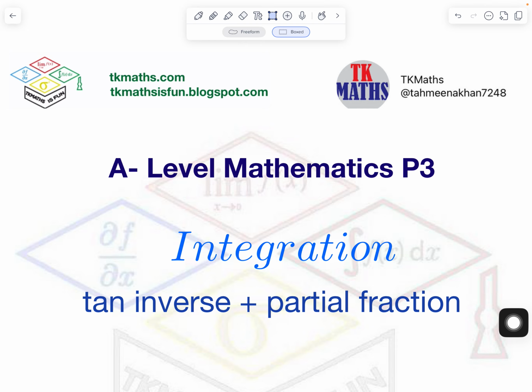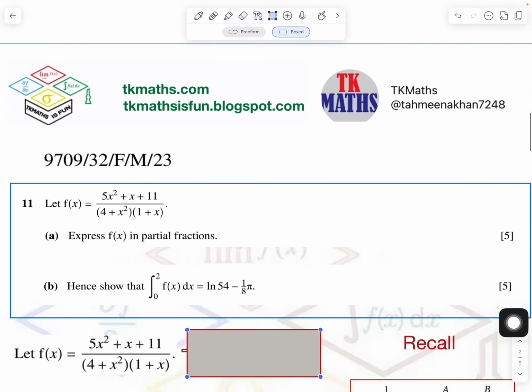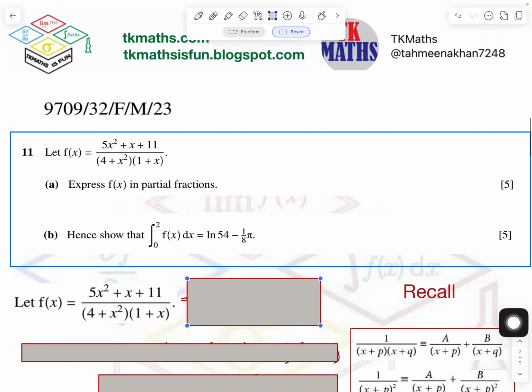In this video, we will see a question on integration of tan inverse with partial fractions. This is a part of the syllabus of A-level mathematics, P3, and in the Edexcel course as well. So let's see the question. This question is taken from March 23 variant 3.2. You can see in part 1, you have to express this algebraic fraction into partial fractions, and then later on you have to integrate it.